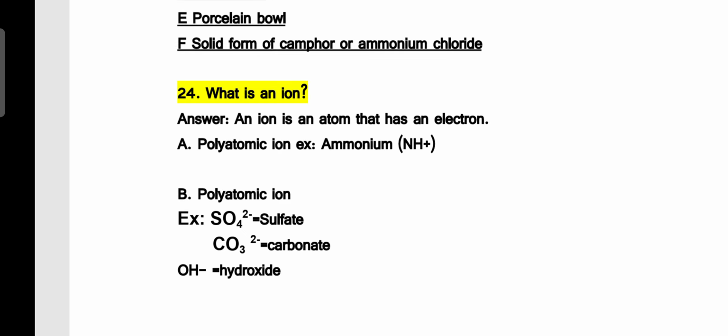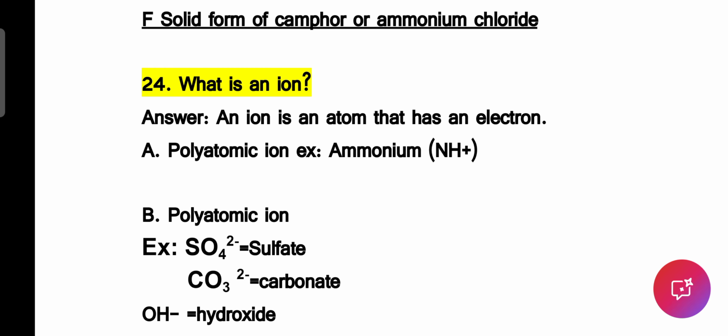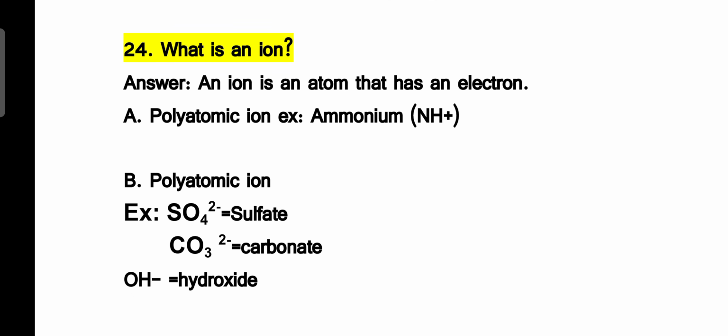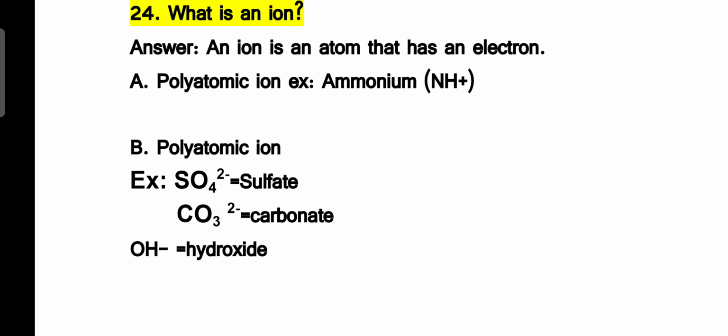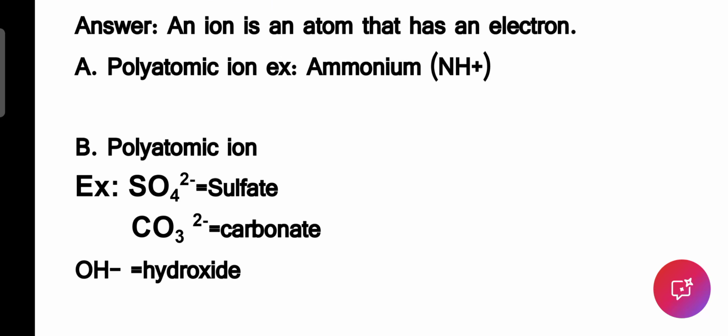Next question, let us consider what is an ion. An ion is the atom that has the charge. Here the word is wrong. It has a charge. The charged atom is called as ion. Polyatomic ion is ammonium, NH4.